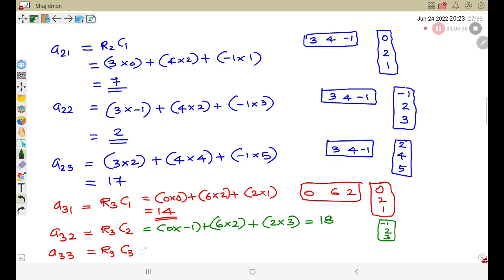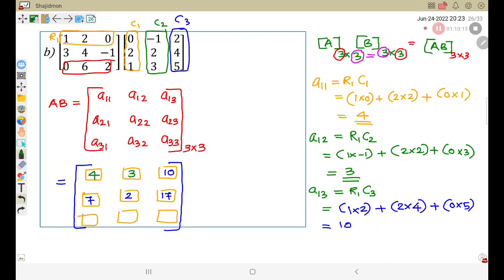Okay, now same way, row 3 multiply column number 3. Column number 3 means 2, 4, 5. Correct? So we can write 0 multiply 2 plus 6 multiply 4 plus 2 multiply 5. So you will get 6 multiply 4, 24, plus 2 multiply 5, 10. So 34. So in conclusion, we get the third row: 14, 18 and 34.